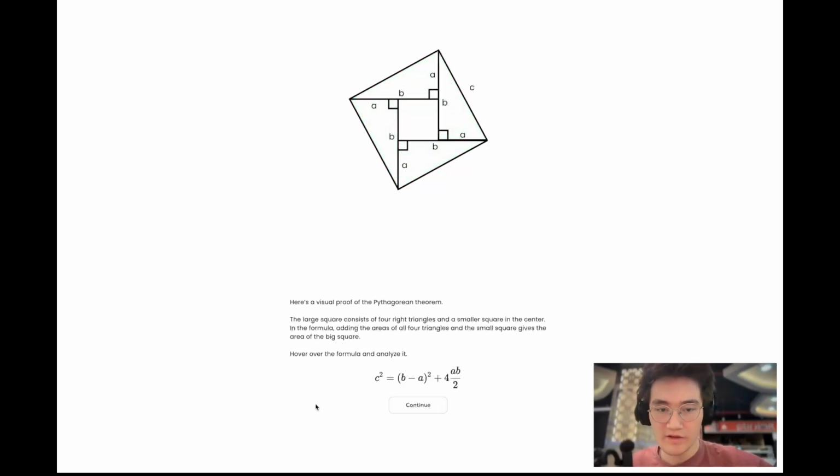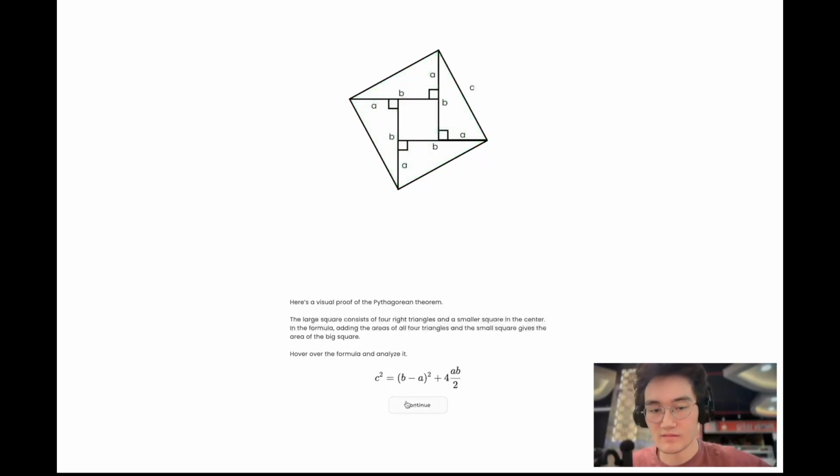Okay. Here's a visual proof of the Pythagorean theorem. The large square consists of four right triangles and a smaller square in the center. In the formula, adding the areas of all four triangles and the small square gives the area of the big square. So what it means is that we have four right triangles and their areas. If we sum up the area of four right triangles and the area of the square at the center, we'll get the entire area of the big square.